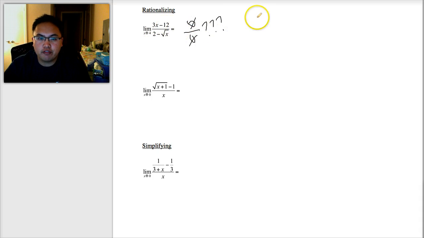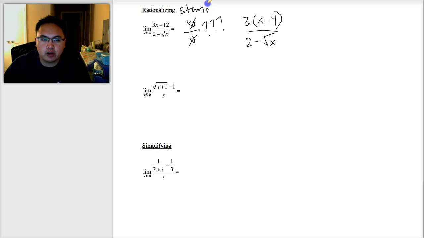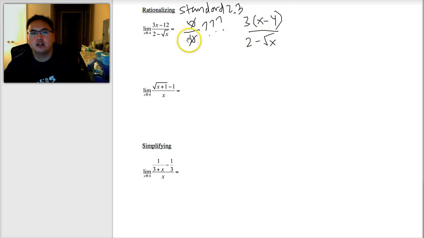Okay? You should know how to factor the top. It's 3 times (x minus 4). And on the bottom, I have nothing to do, or it stays like this. Nothing cancels top and bottom, and if I plug in 4, I still get 0 over 0. And some of you may be saying, what gives? This is standard 2.3. So maybe you could write it right next to here. Standard 2.3. Solving limits by rationalizing.